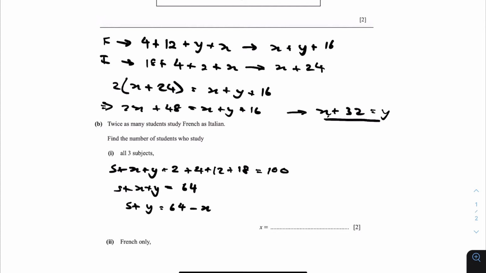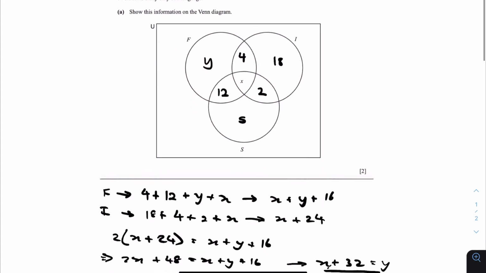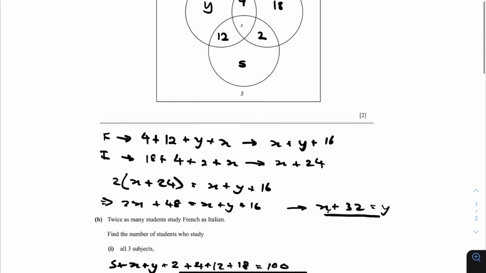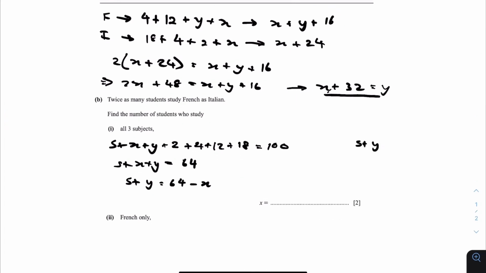Then we can pull back that other equation about 74 students studying only one language, because we're not going to get it in just those 2 variables. So S plus Y plus 18 equals 74, so S plus Y equals 56. Based on this, we can say that 64 minus x is equal to 56, since s plus y is equal to 56 and s plus y is equal to 64 minus x as well. So x is equal to 8.